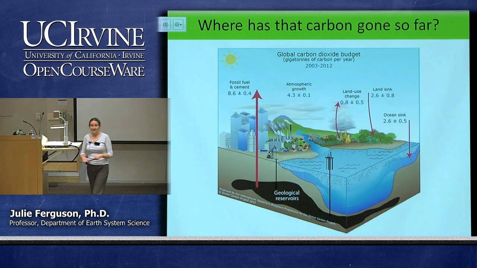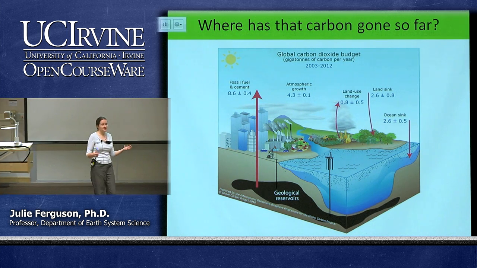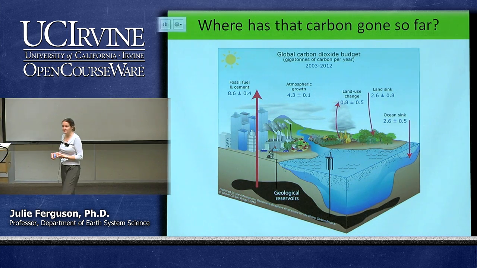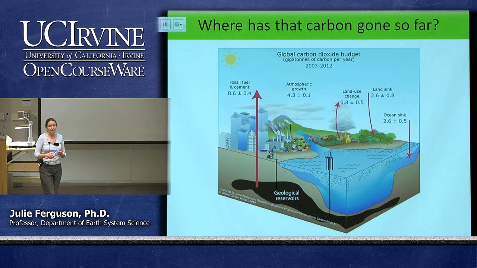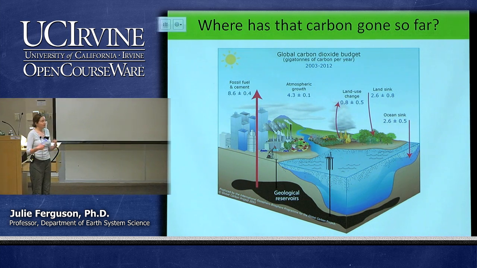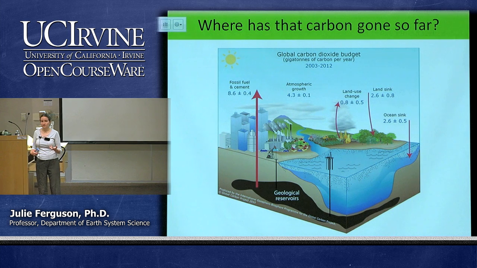So if we said that we've put lots of CO2 into the atmosphere, first of all by deforesting large areas, and then by burning lots of fossil fuels, the question is, where has that carbon gone?